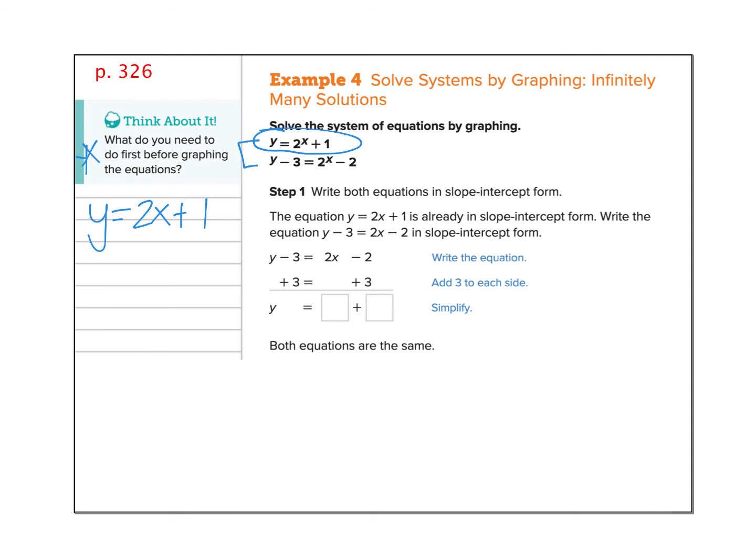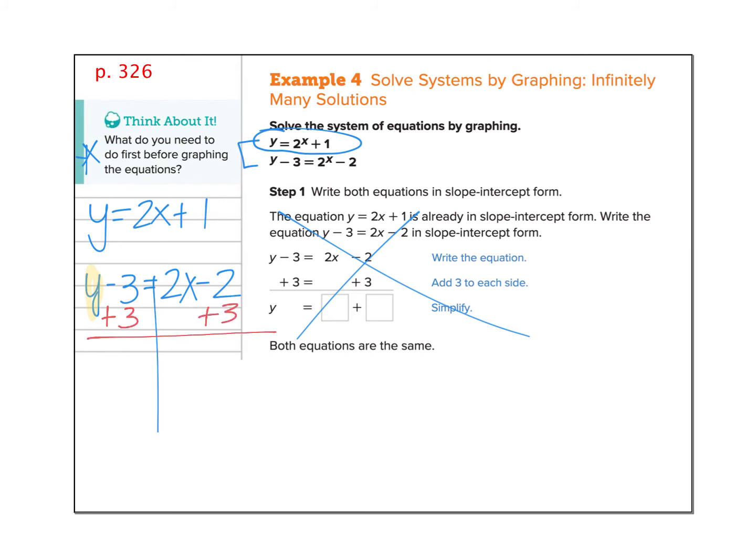Now, if you want to use these boxes here, you can. I don't really like using them, so I'm just going to come over here and do it. It says y minus 3 equals 2x minus 2. I'm going to draw my line down. I want to get this y by itself. So let's get rid of that minus 3 by adding 3 to both sides. That side cancels. I end up with y equals, I still have that 2x, and here a negative 2 plus 3, that's positive 1. All right, here is my new equation.